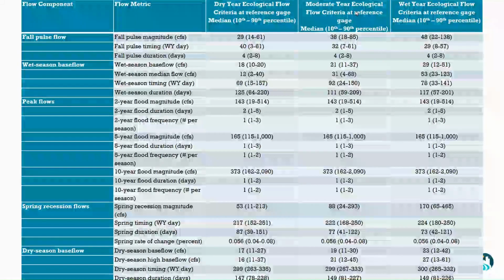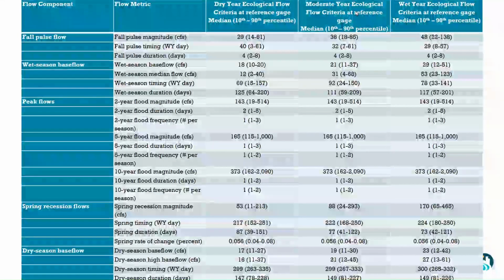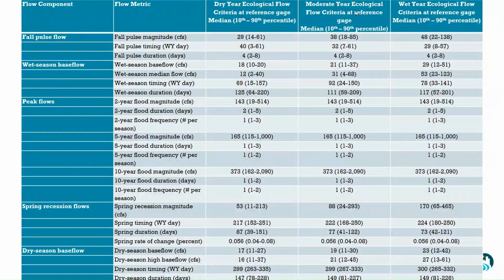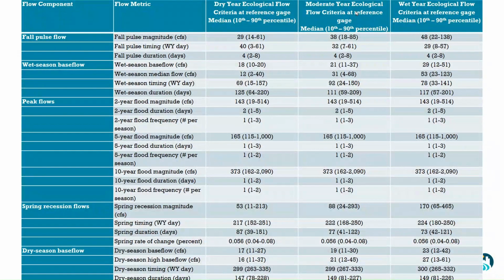We know that California ecosystems evolve to adapt to extremes. Dry years are manageable if you have wet years. But if every wet year is turned into an artificial dry year, then you're really stressing your ecosystem far beyond what it can actually recover from. So we wanted to build a flow schedule for all years. And we broke it down to dry years, moderate years, and wet years.